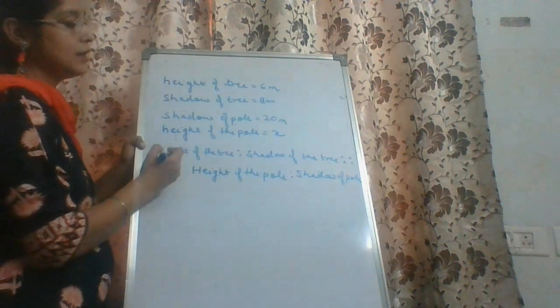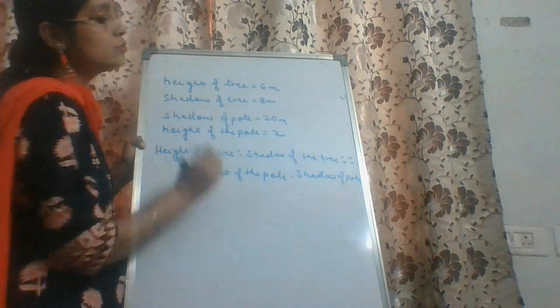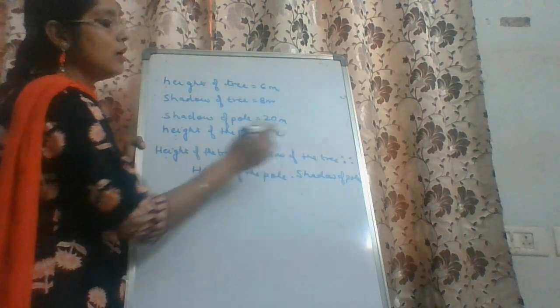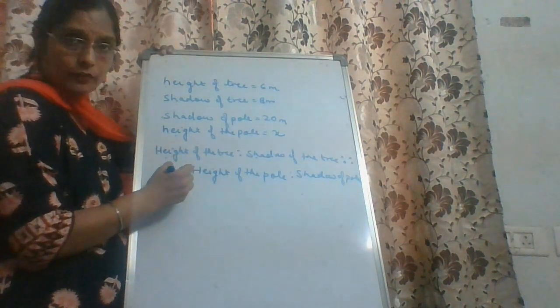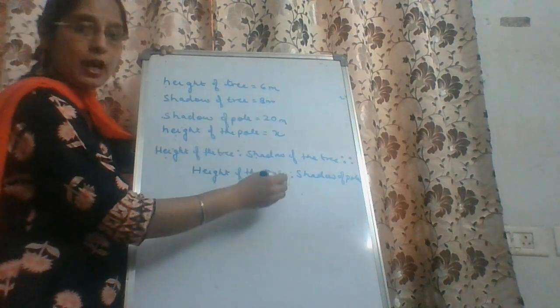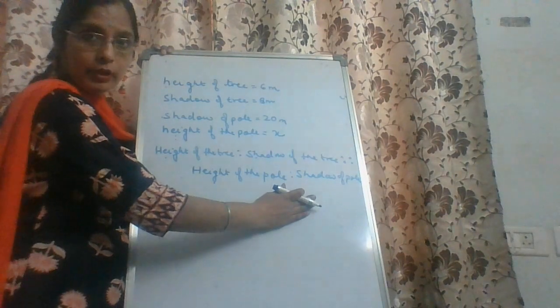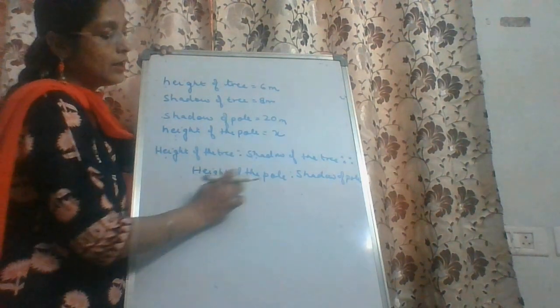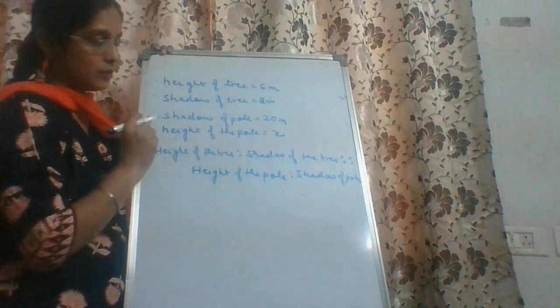Now what do we have? Height is to shadow, height is to shadow. So ratio always has to be taken this way. I can take height of the tree is to height of the pole as shadow of the tree is to shadow of the pole. But I cannot put the shadow of the pole here and height of the pole here. Please make sure that the ratio, whenever we take it, is the same ratio on both sides of the proportion.